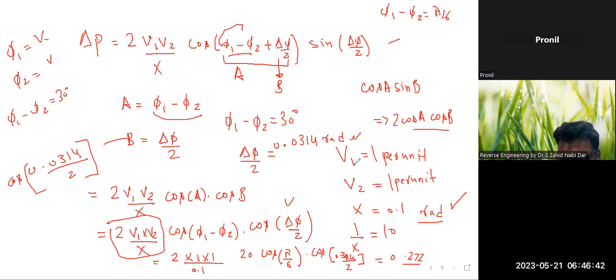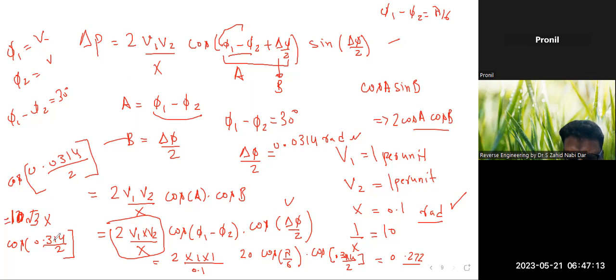I think previously you did not divide by 2. Cos pi by 6 would be root 3 by 2. So 20 into root 3 by 2 would be 10 into root 3. The value you were giving me was 17 point something. Don't do it like that. So it is 10 into root 3 into cos of 0.314 divided by 2. This would be the answer.